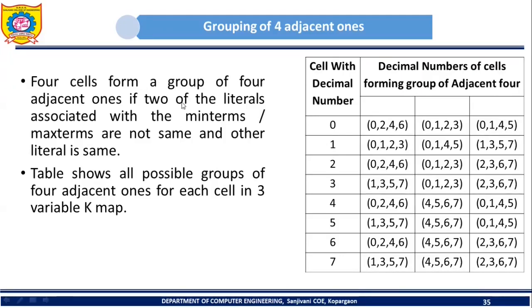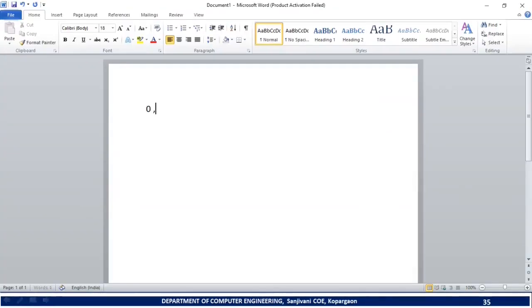So what does this rule say? If you take any one of these groups, this particular condition will be satisfied. Which condition? Two of the literals associated with that group are not the same and the other literal is the same. Now let's try to verify this by taking some random group from this table. So consider the first group only. Which is that first group? 0, 2, 4, 6.